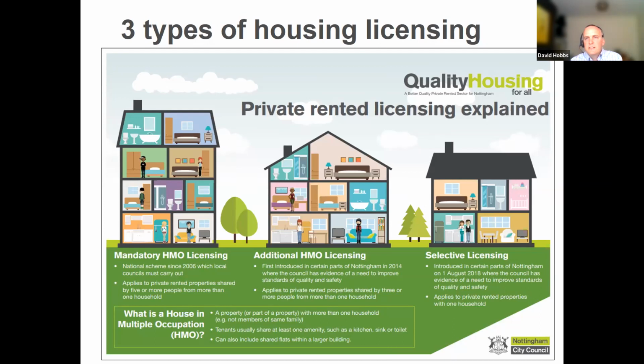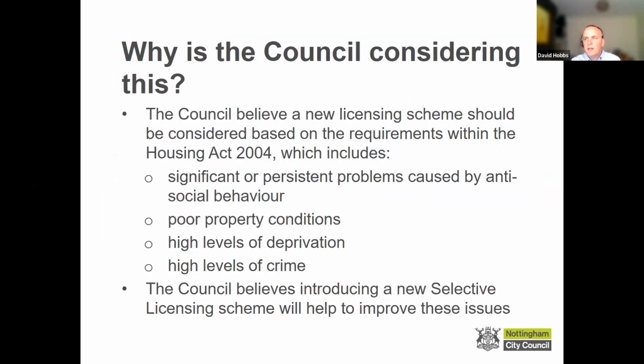So why is the council considering this? The council still believes that within the Housing Act, there are still problems within the sector. This is the criteria under the Housing Act that the government requires us to provide evidence for: that there are still significant persistent problems caused by antisocial behaviour. There continue to be poor property conditions, high levels of deprivation and crime. These are the 4 criteria that Nottingham are looking at. There are 2 other criteria within the Housing Act, which are low demand and migration.